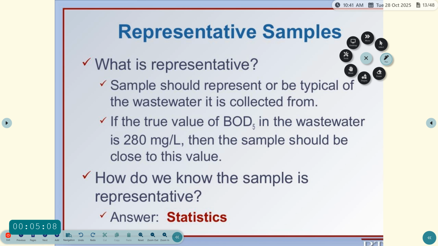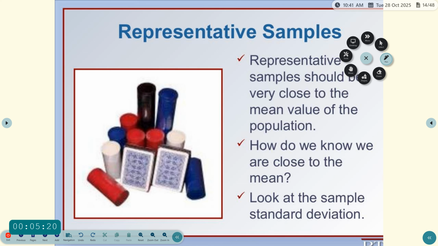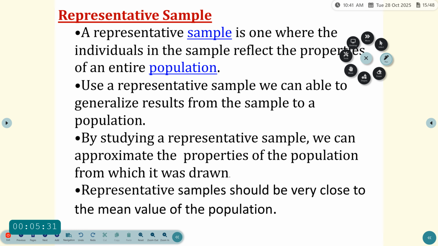Then what is called a representative sample? Who is called a representative? One person who resembles the entire class, who resembles the views of the entire class, is called a representative. Similarly, a single data which represents the entire population's character is called a representative sample.